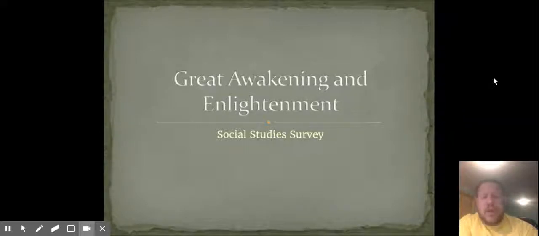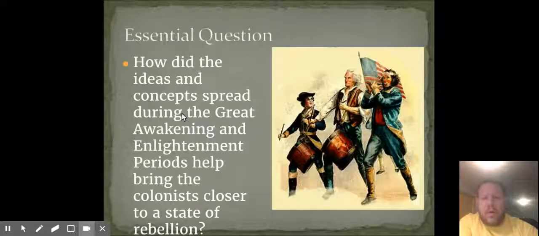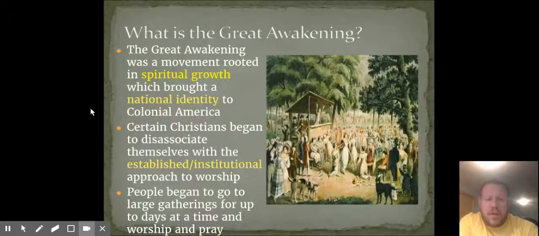So let's start going on here, ladies and gentlemen. We'll get this train rolling. First off, remember how ideas and concepts spread, right? We're looking at this eventual track all the way to rebellion and to an American Revolution. So a lot of different ideas and concepts are going to happen during this Great Awakening period in the 1700s that will lead to its eventual rebellion.